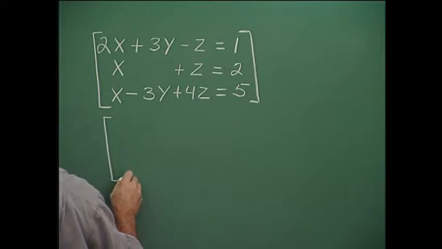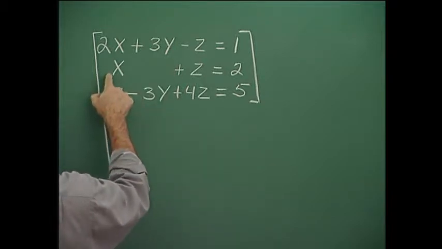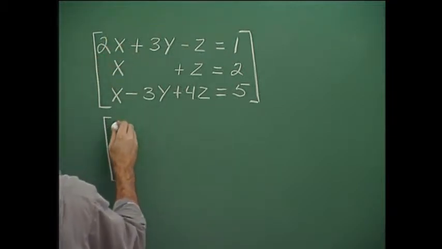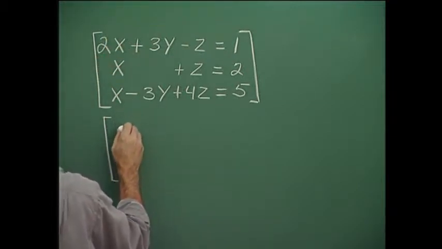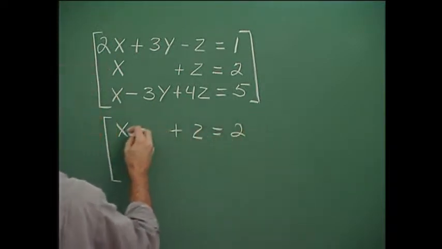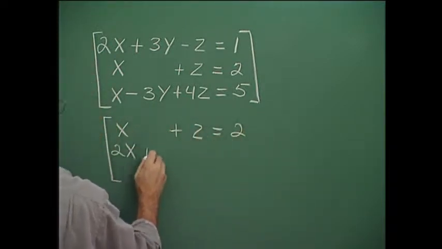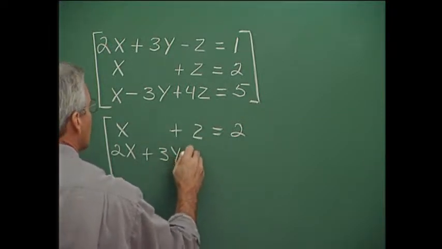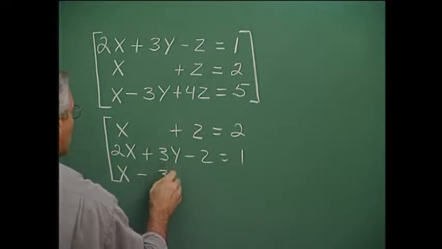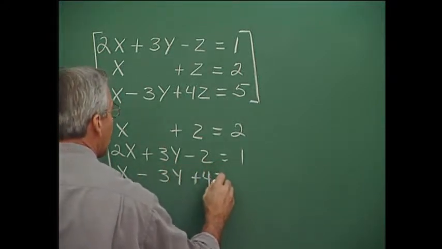And here's what we're doing. Let's just take equation 2 and put it here, and equation 1 and put it here. So we're just exchanging those two. We'll have x plus z equals 2, and then 2x plus 3y minus z equals 1, and then x minus 3y plus 4z equals 5.